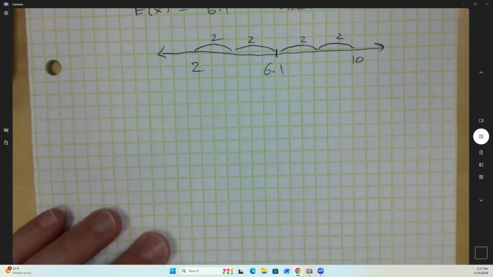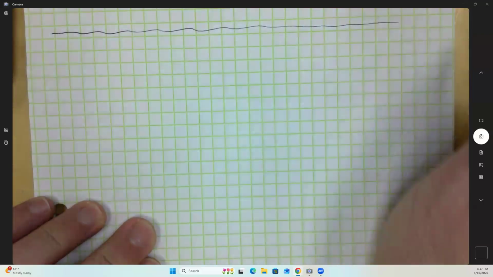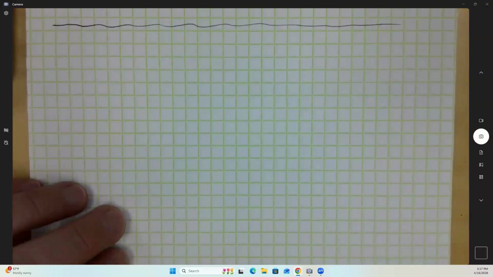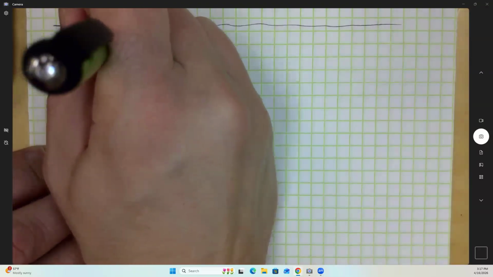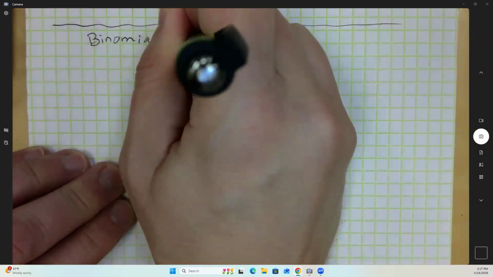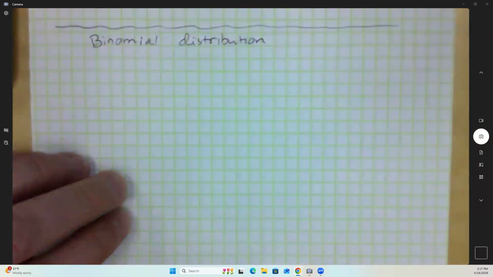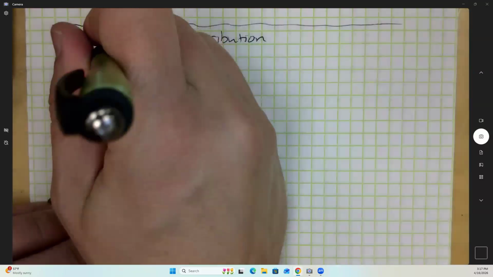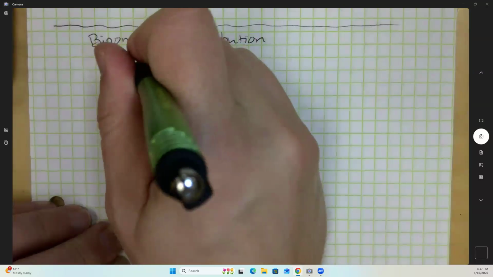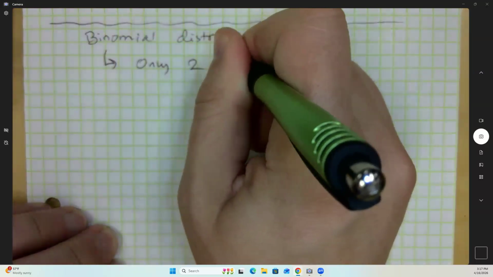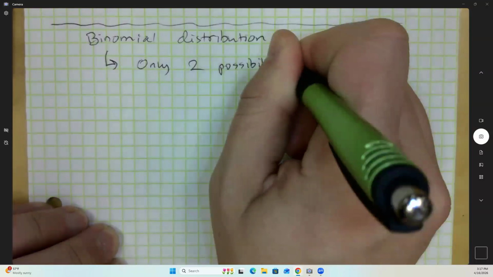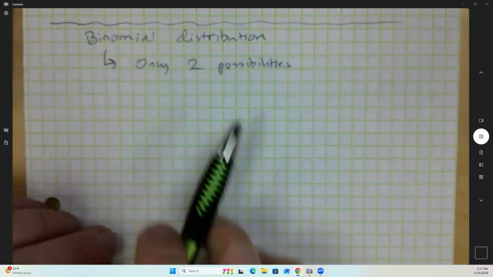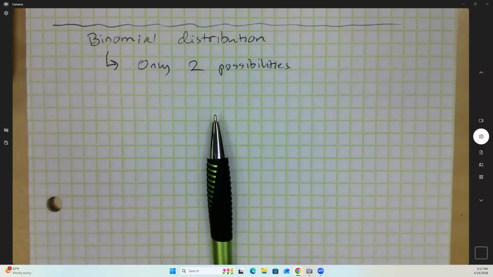Now let's talk about the most common and probably the most important type of discrete probability distribution, which is called a binomial distribution. Binomial, just like binary, means there are only 2 possibilities. And in fact, if you were to call this a binary distribution, I'm okay with that. It's not really the word for it, but it indicates that you understand that there are only 2 possibilities.